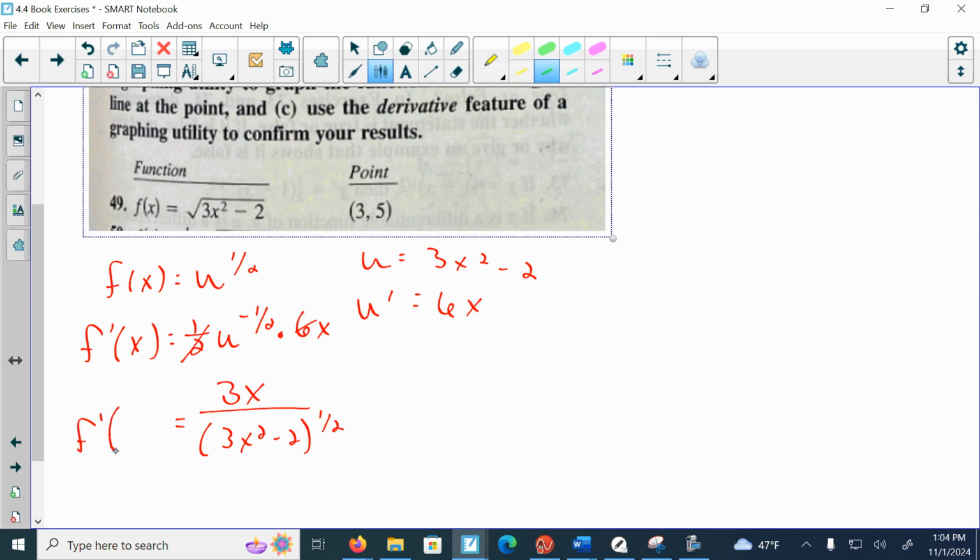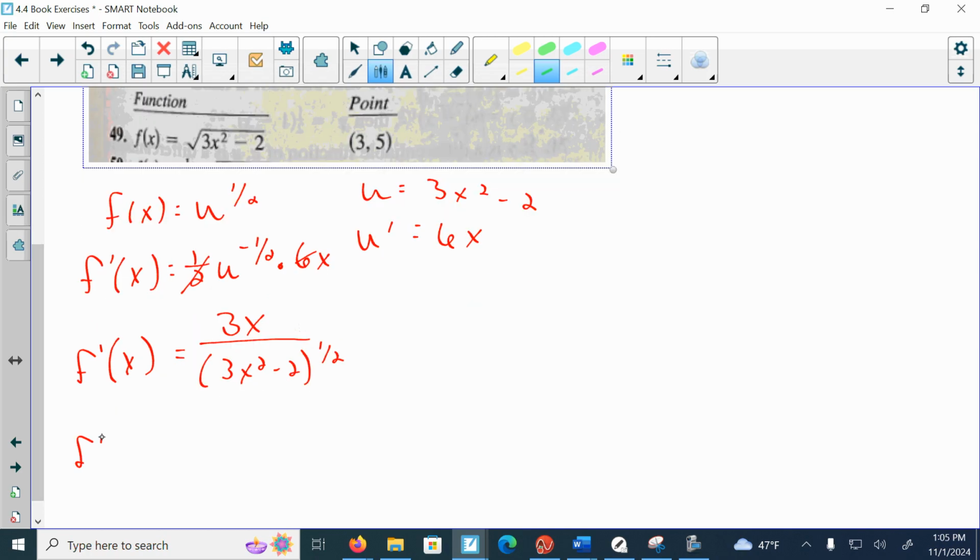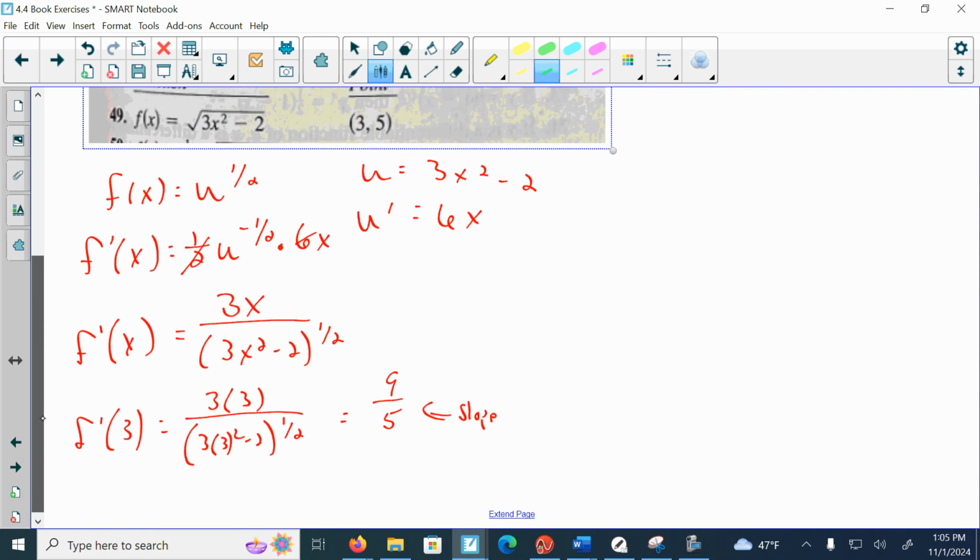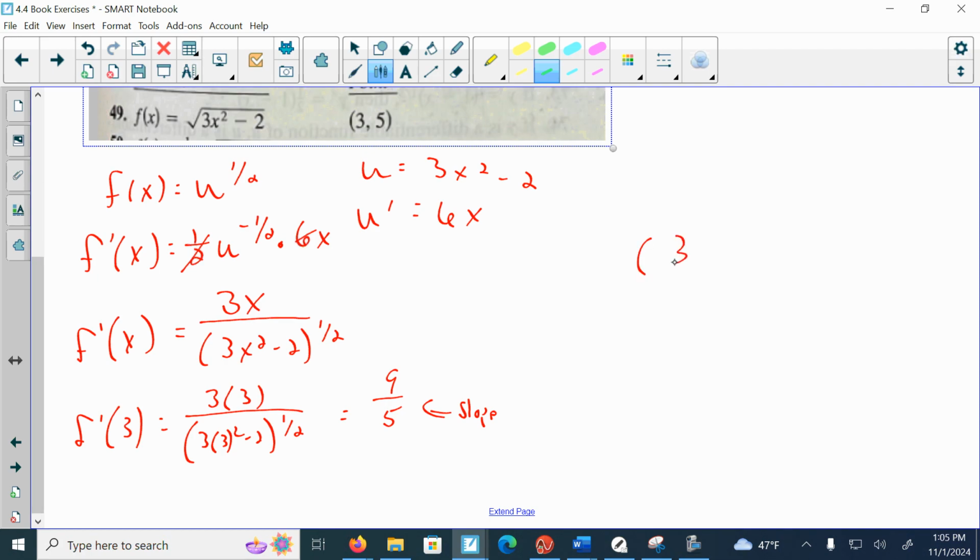And now I want to find the derivative at 3. So I'm going to substitute in 3. Oh, I hope I have the mental math skills to do this. So 3 times 3 is 9. This will be 27 minus 2, which is 25. The square root of 25 is 5. So I get 9/5. Remember, that's my slope. And the point they give me is 3, 5.